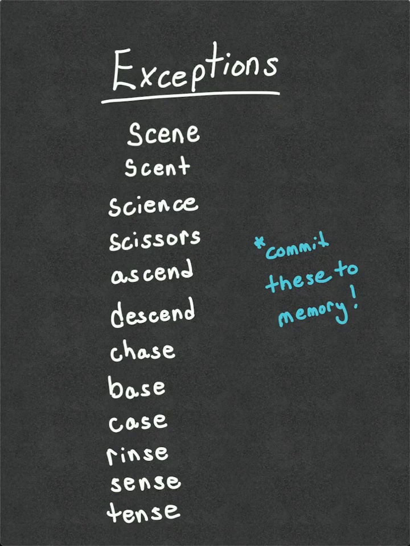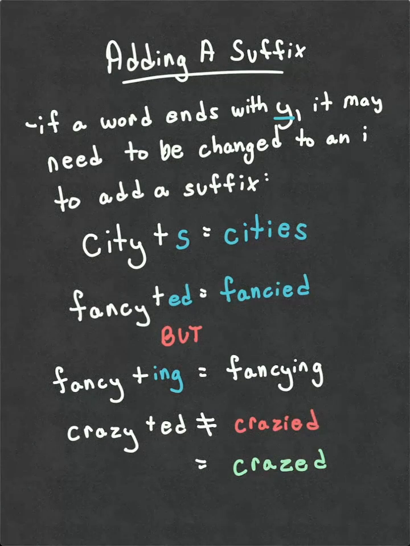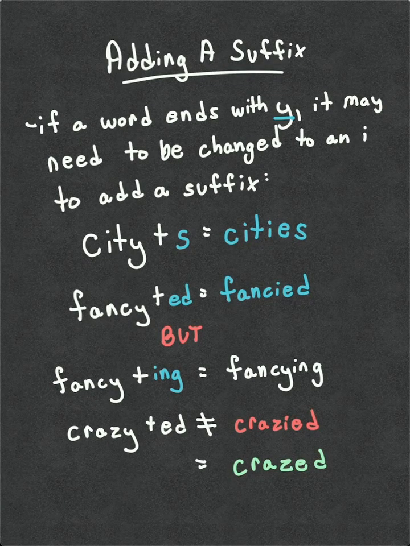Of course, we're going to have exceptions that we need to commit to memory. The words scene, scent, science, scissors, ascend, descend, chase, base, case, rinse, sense, tense. Of course, if we're adding a suffix to these words, there's going to be a spelling change.